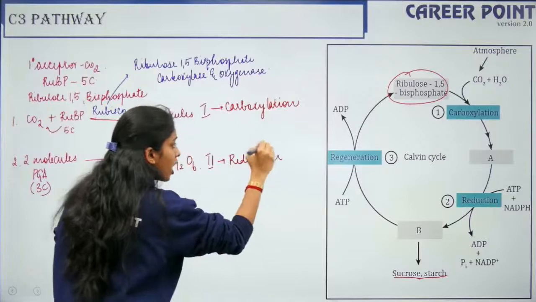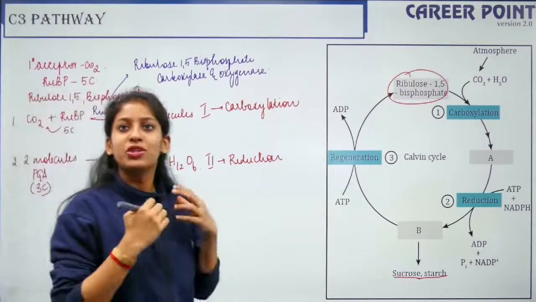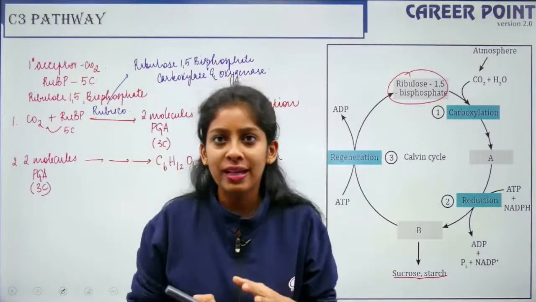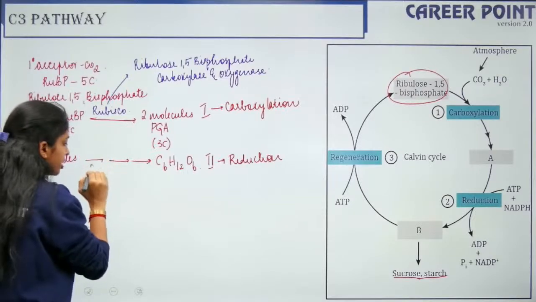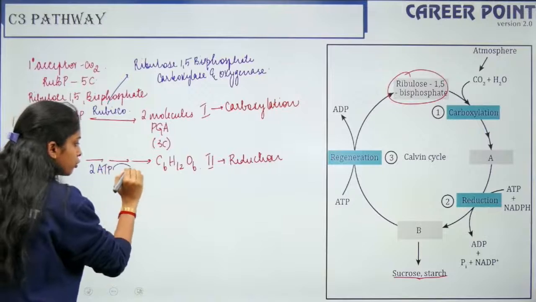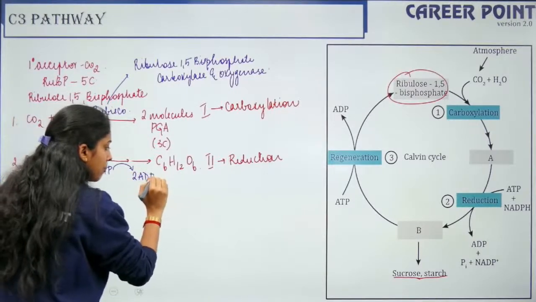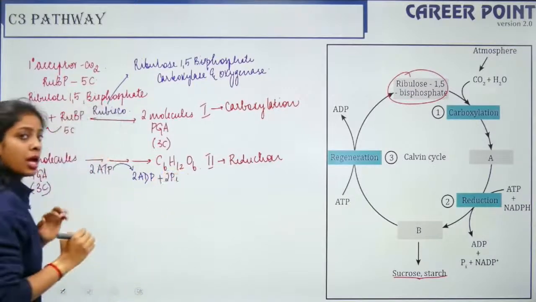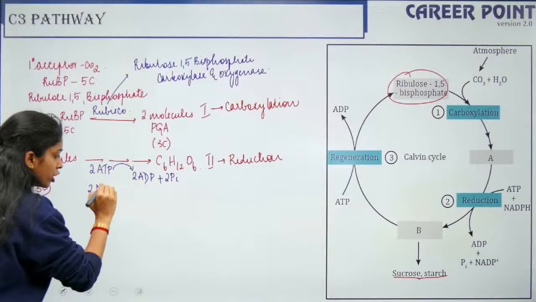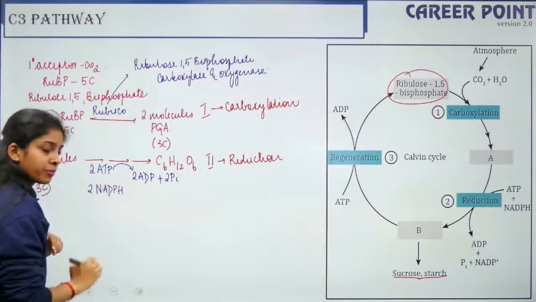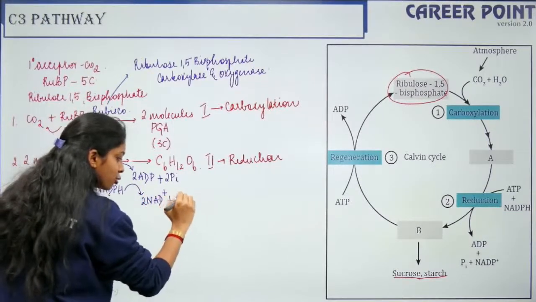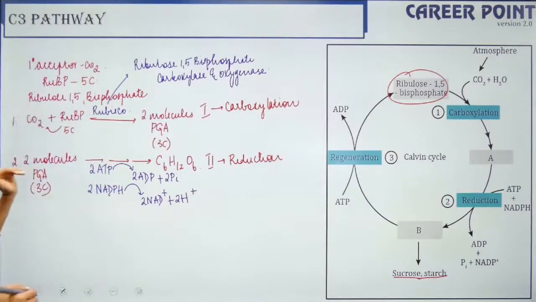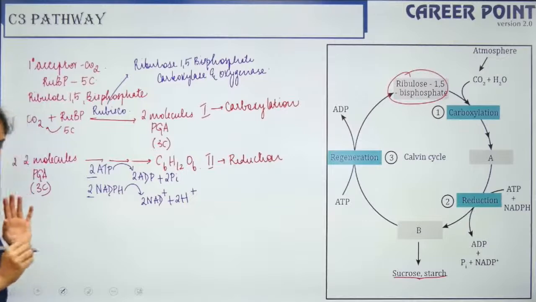But this step requires energy, the energy that was produced in the light reaction. What was the energy that was produced in the light reaction? ATP and NADPH, right? So here we are going to utilize 2 molecules of ATP to form 2 molecules of ADP plus 2 molecules of Pi. Plus we also need 2 molecules of NADPH to form 2 molecules of NADP plus 2H+. So how many ATP is being utilized? 2. How many NADPH? 2. Right? So the last step here is regeneration.